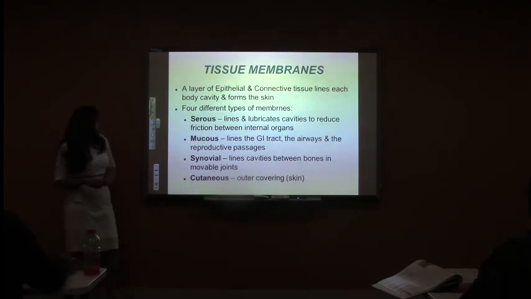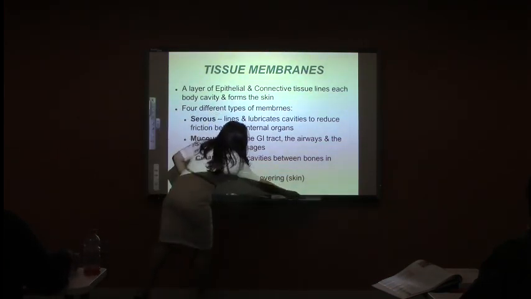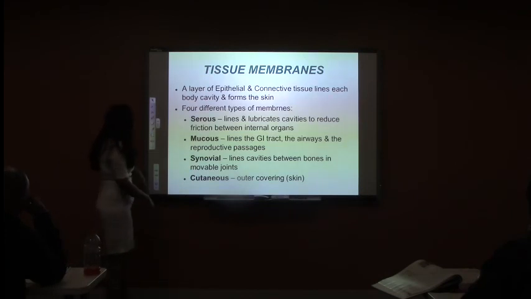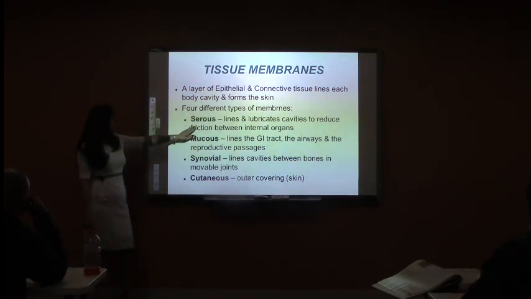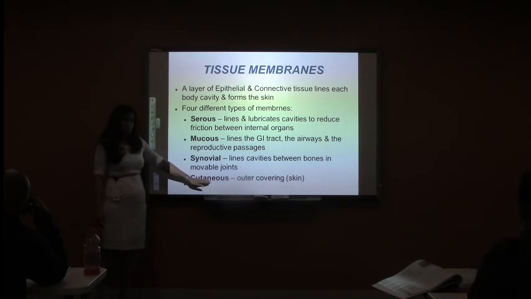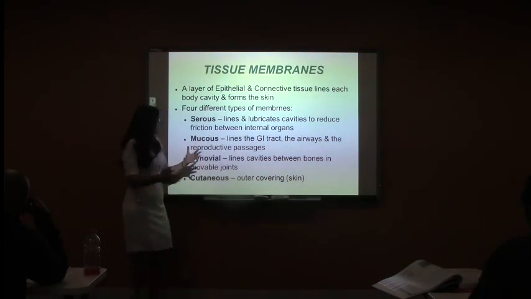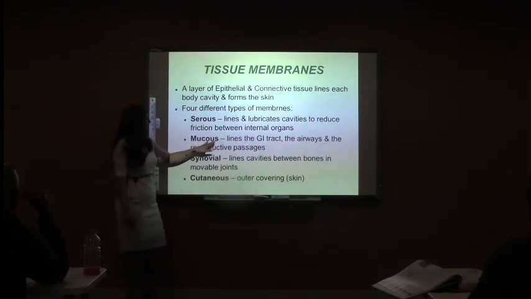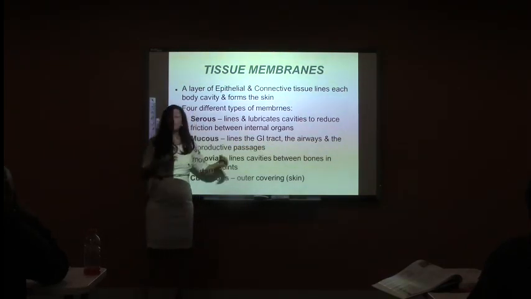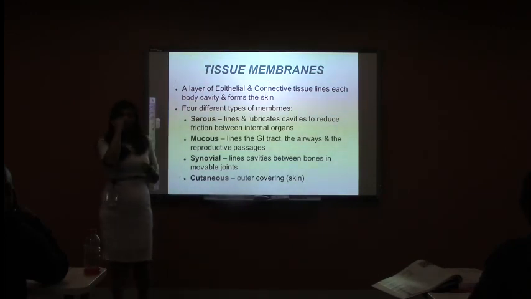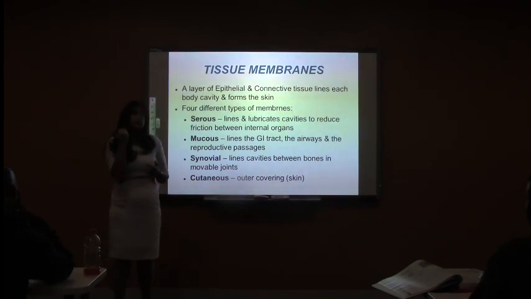Okay, tissue membranes, which I think might be the last one. Tissue membranes: a layer of epithelial and connective tissue lines each body cavity and forms the skin. There are four different types of membranes. You have serous, mucous, synovial, cutaneous. Serous lines and lubricates cavities to reduce friction between internal organs. Mucous lines the GI tract and the airways. Okay? Inside the cheek, that is mucous membrane. Your conjunctiva, where females put the lower eyeliner, that's your mucous membrane.